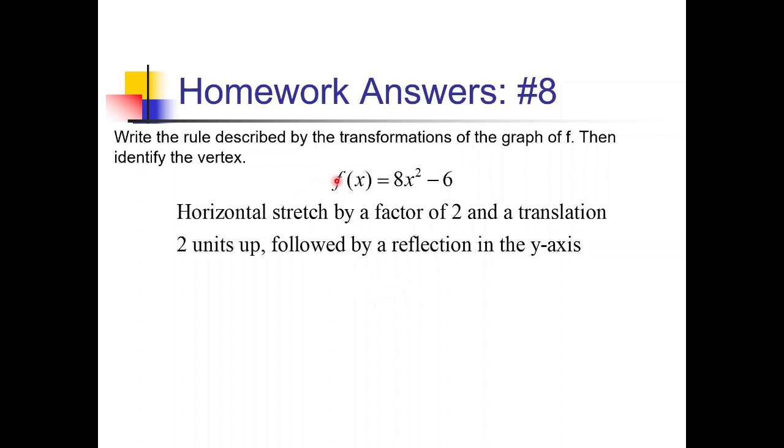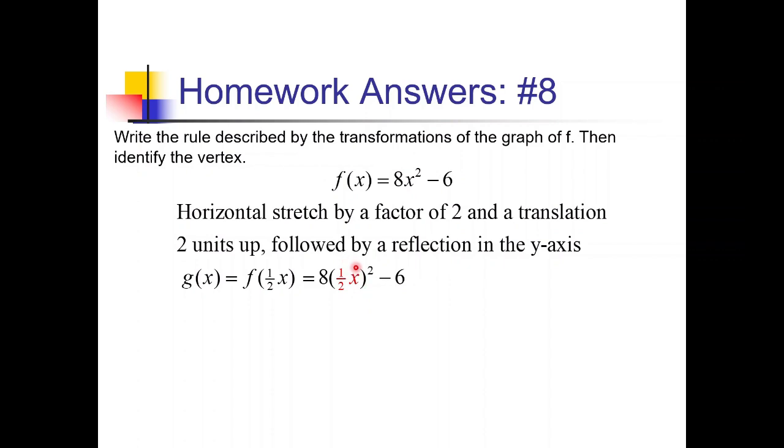So I'm going to make a g rule that stretches this thing horizontally by 2. Now to get a horizontal stretch by 2, that means I have to multiply x on the inside of the function by 1/2. It's the reverse of what you think it would be, since it's an inside horizontal change. So I'll write g of x equals f of 1/2 x. So actually applying that here, that's going to be 8 times (1/2 x) squared minus 6, like so.